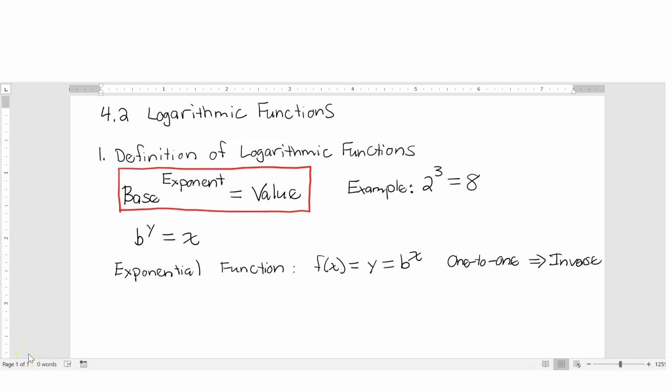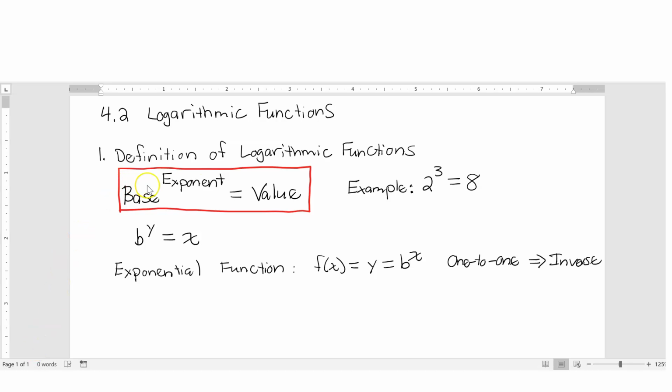The next group of functions we will look at in Chapter 4 will be logarithmic functions in Section 4.2. Let's start with the definition of logarithmic functions. We need to understand the relationship between exponential functions and logarithmic functions. There's one basic relationship for these concepts that you can really focus on to help understand that relationship.